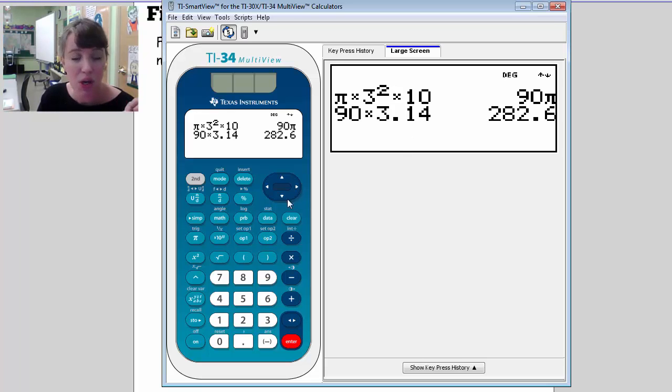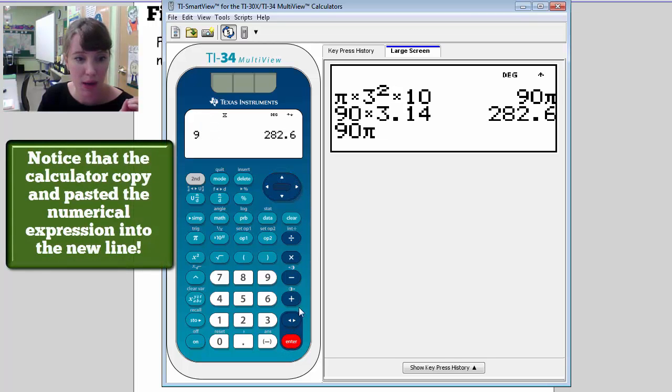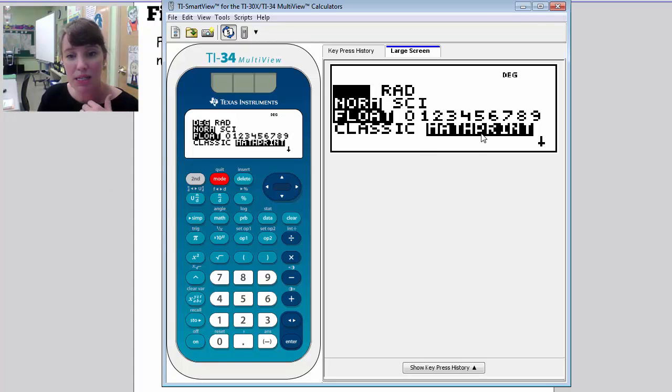So instead of doing this, if I arrowed up and put 90 pi like this, okay? Now, the reason it's giving it to you in 90 pi is because if you go into mode, by default your calculator is set to something called math print. Math print makes things look nice on a calculator. It makes the exponents go in a superscript position, for instance, and it gives you things in terms of pi as opposed to giving it to you as a decimal.